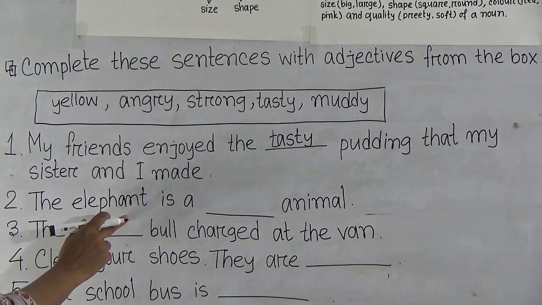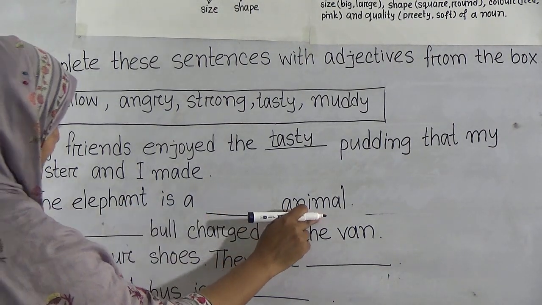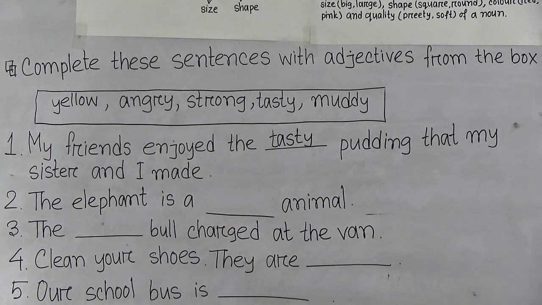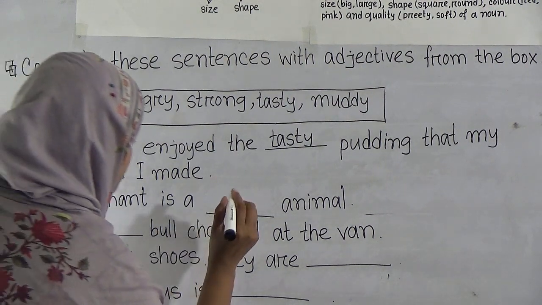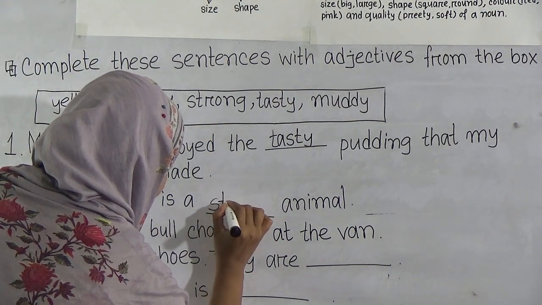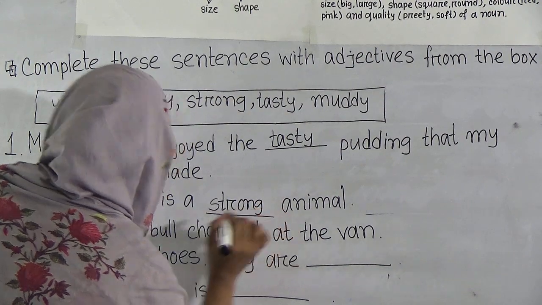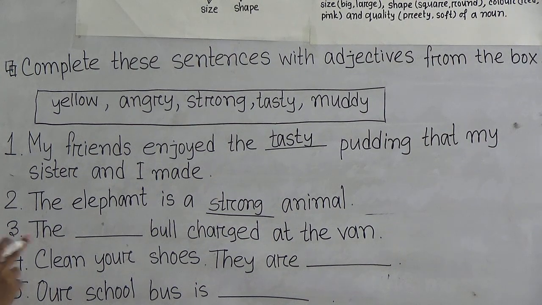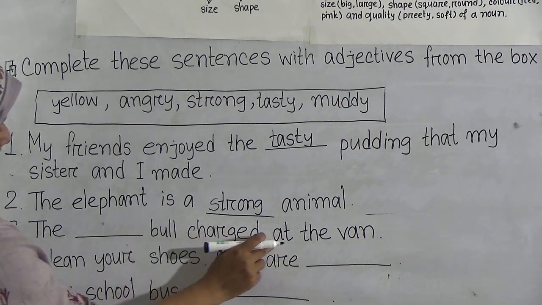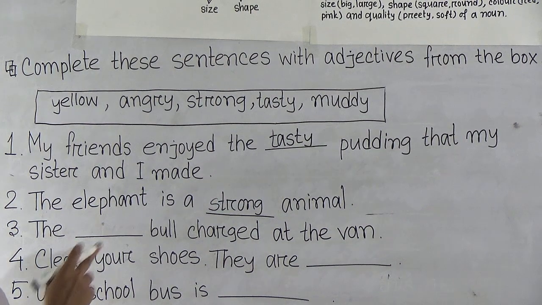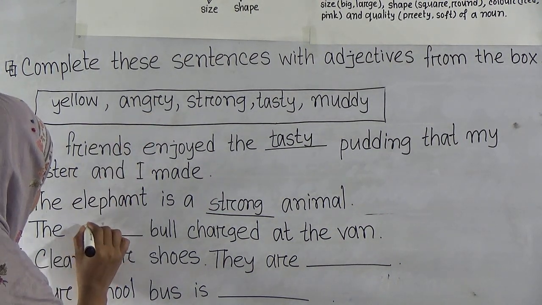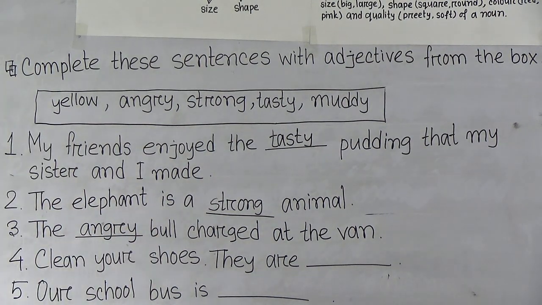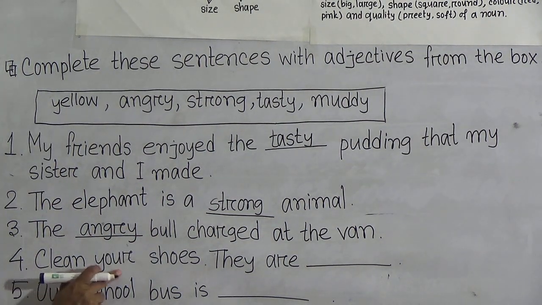Number 2, the elephant is a dash animal. Yellow, angry, strong, muddy. Which one? It's strong. The elephant is a strong animal. Number 3, the dash bull charged at the van. Angry bull. A-N-G-R-Y. The angry bull.